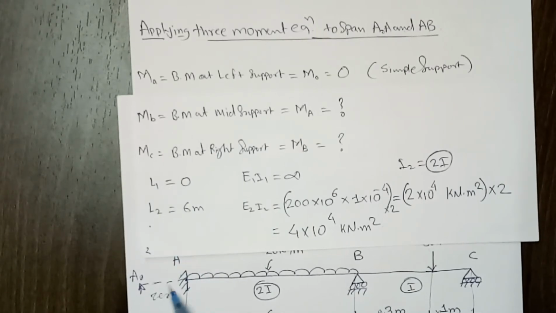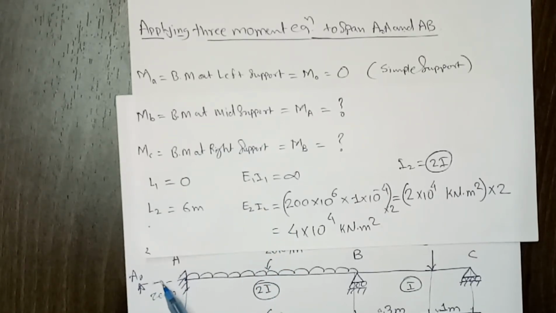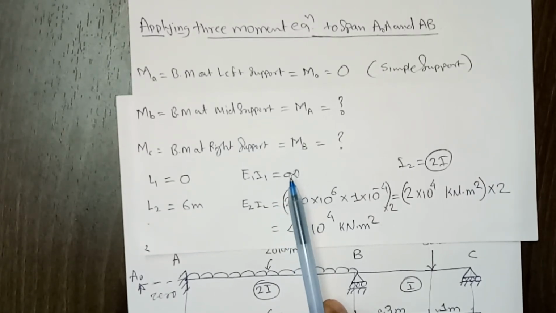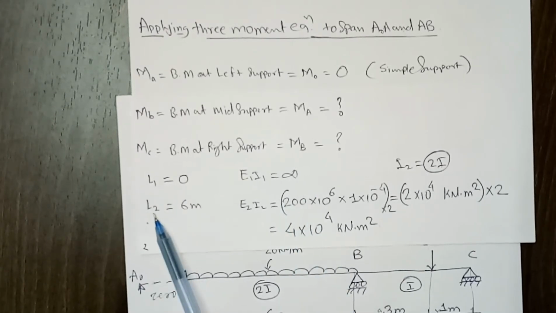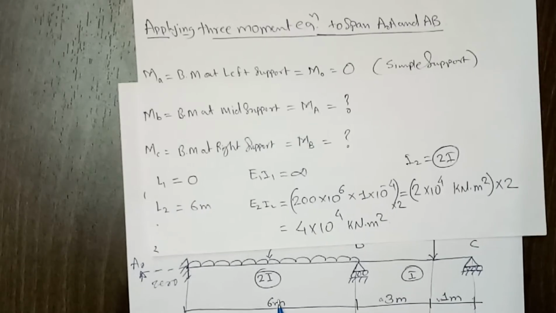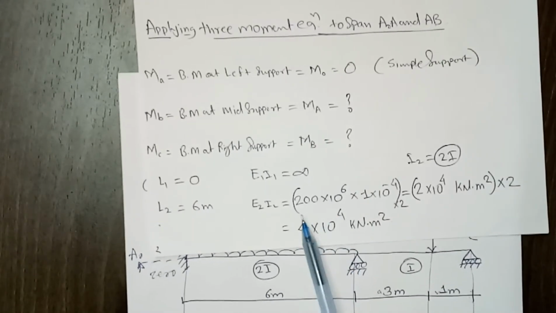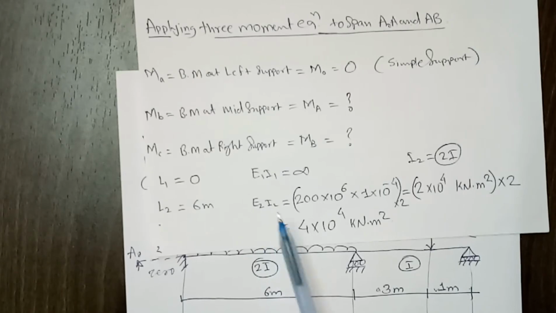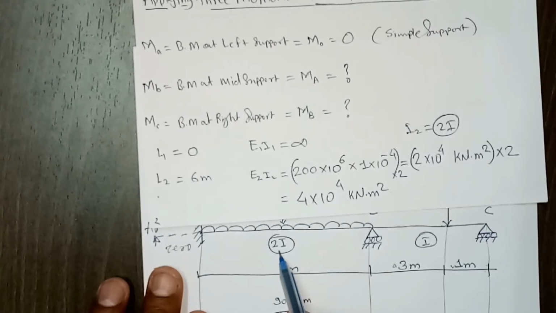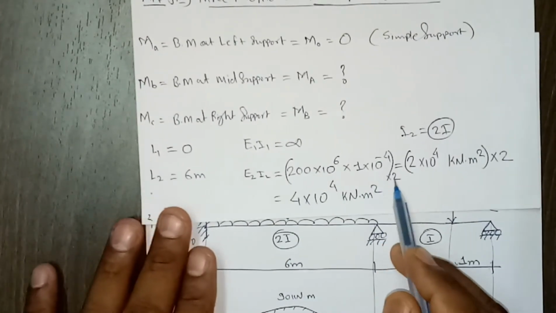Now L1 is 0, we know that this is a 0 length span beam. EI of this portion we can assume infinite, so it has infinite flexural rigidity, hence it won't get deformed, right? Then L2 for this 2 span will be the span length between A and B, which is 6 meter. Then E2 I2. Now for this span we have to write down E2 I2. So from here you can understand I is 2I, so that's how we can substitute here.